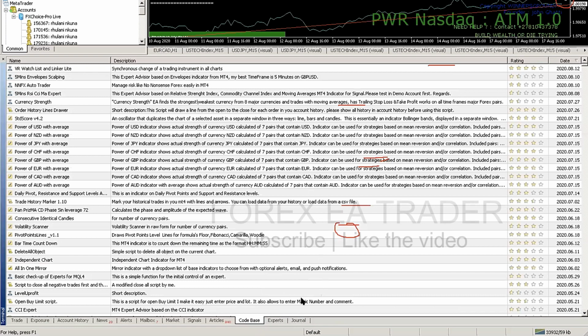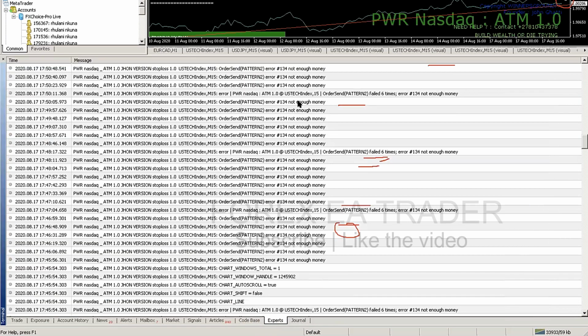So generally, expect, it will tell you. If maybe you're using a big lot size, it will tell you. It tried, so it will tell you everything. Basically, it will tell you what's going on.